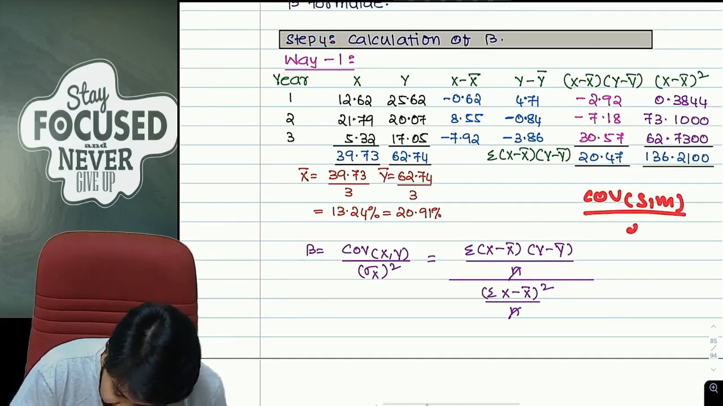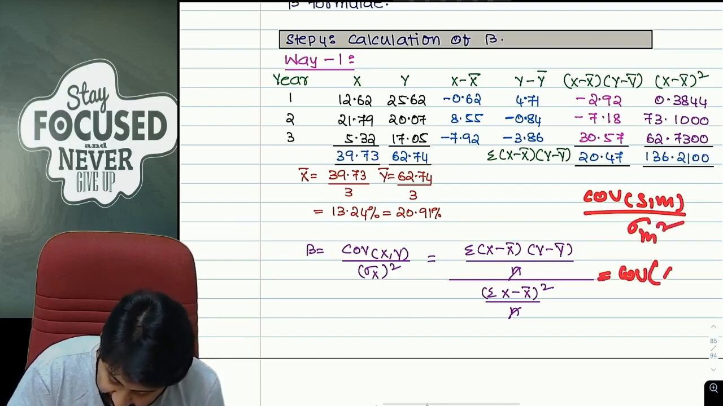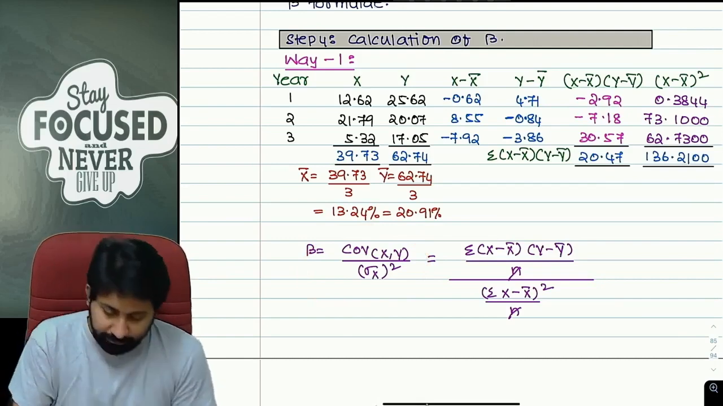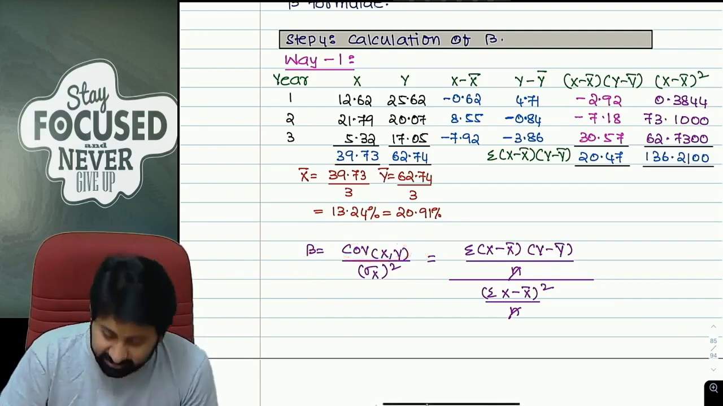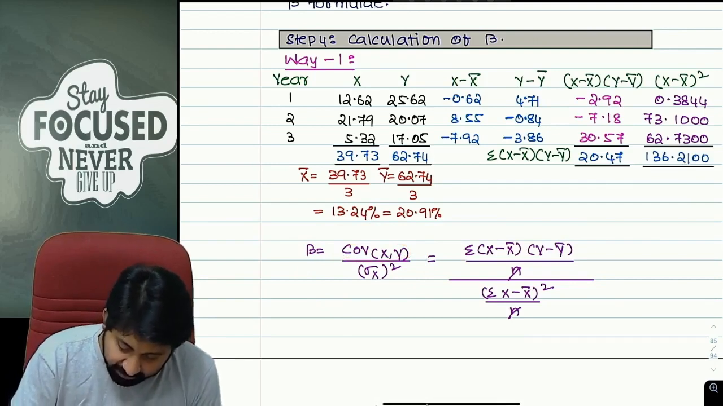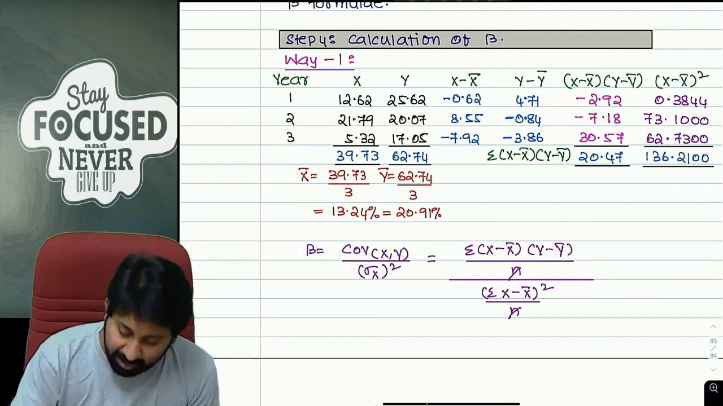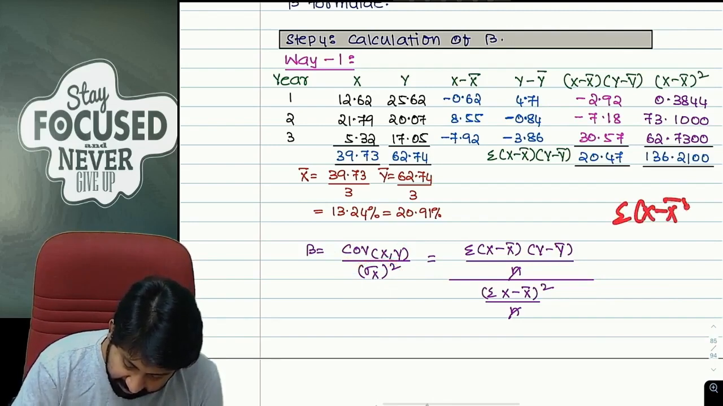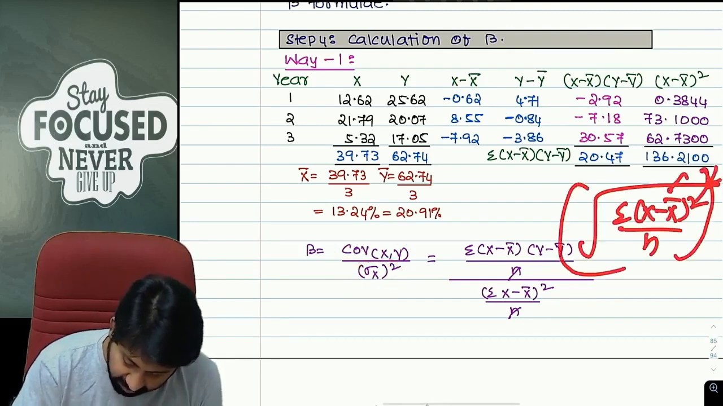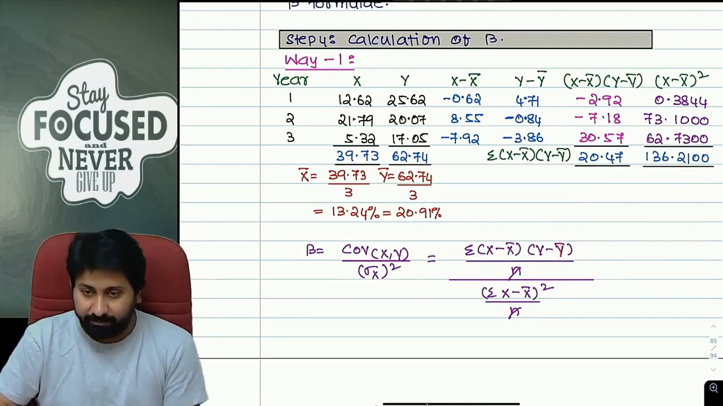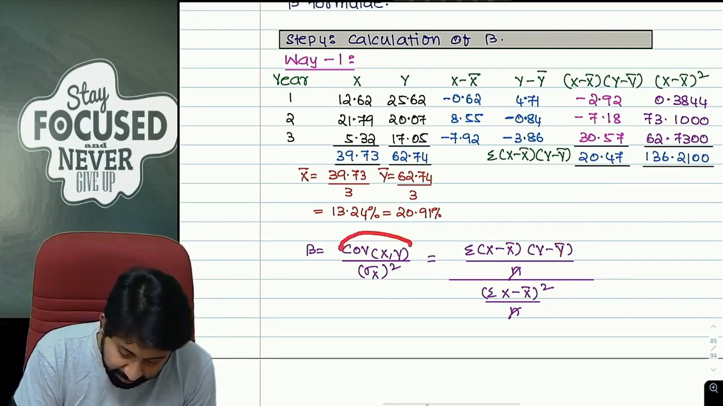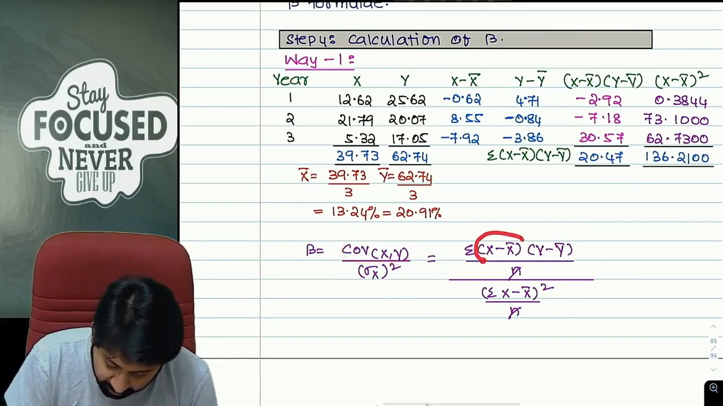Covariance of SM divided by sigma m square. That means covariance of xy divided by sigma x square. Yes or no? The same formula, instead of SM I put xy. How to calculate covariance? Sigma of x minus x bar into y minus y bar, divided by n. And sigma x is sigma of x minus x bar the whole square divided by n, the whole root. The root and the square cancel, and both n's cancel. Therefore, instead of separately calculating covariance, you can just use the formula with x minus x bar.